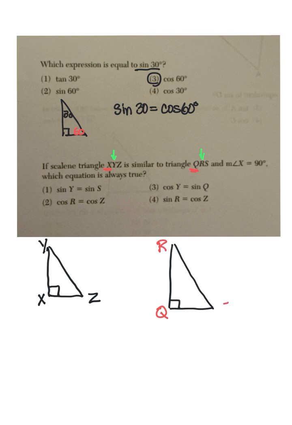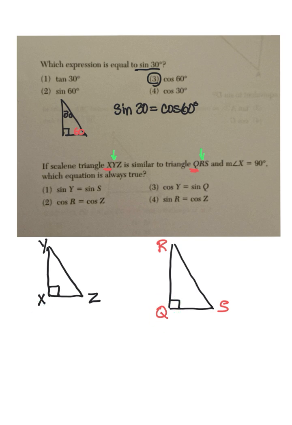Okay, and then obviously that's S. All right, so it says which equation is always true? Now, remember, we're not going to be looking at anything that has an X or a Q in it when we do this ratio because X and Q are right angles.